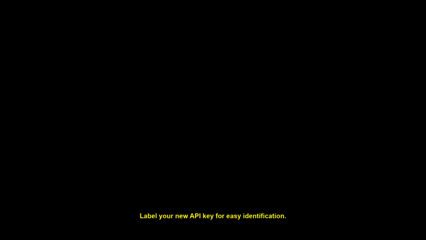Label your new API key for easy identification. After labeling, ensure the required permissions are set for template access. Click on Generate to create the API key. Once generated, copy the API key for future use.